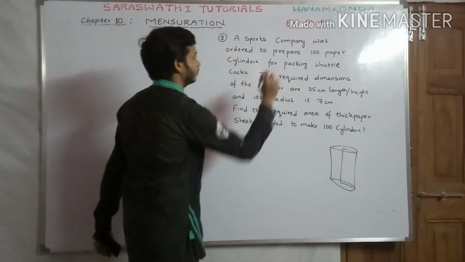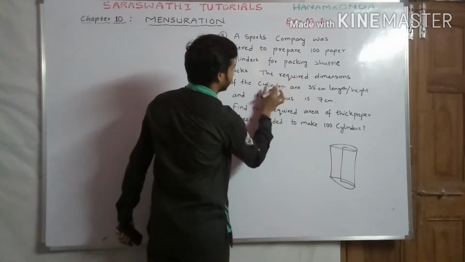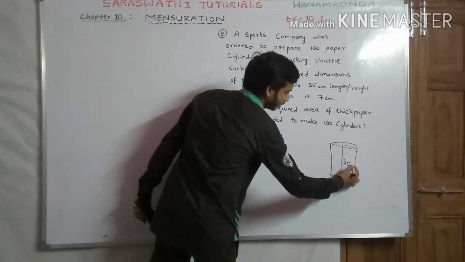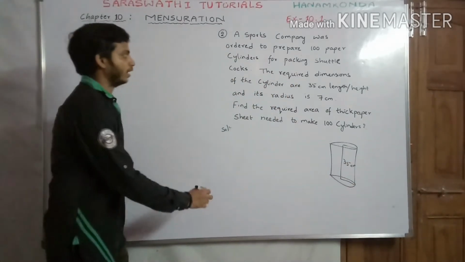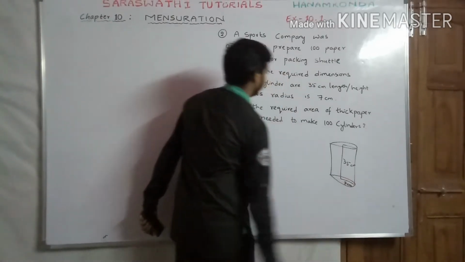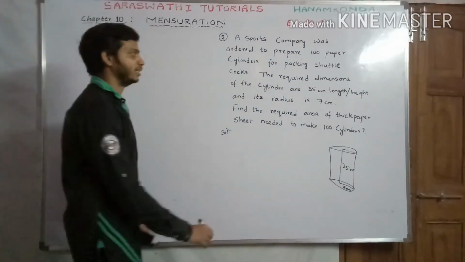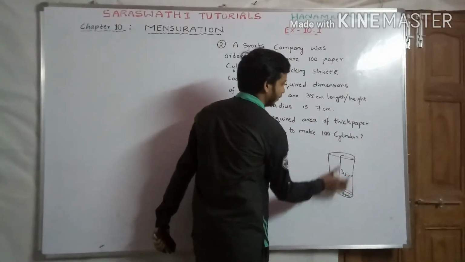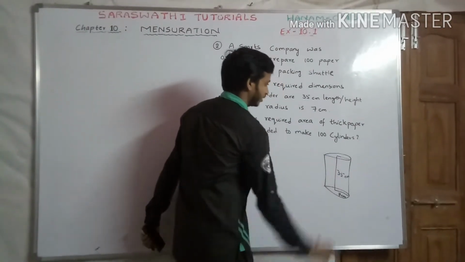The dimensions of the cylinders are given. The required dimensions of the cylinder are 35 centimeters length or height, so height here is 35 centimeters, and its radius is 7 centimeters. So the base radius we take as 7 centimeters. Find the area of the thick paper sheet needed to make 100 cylinders.